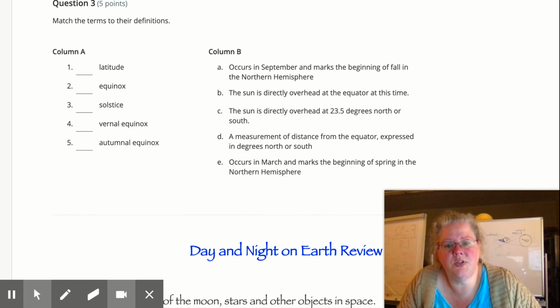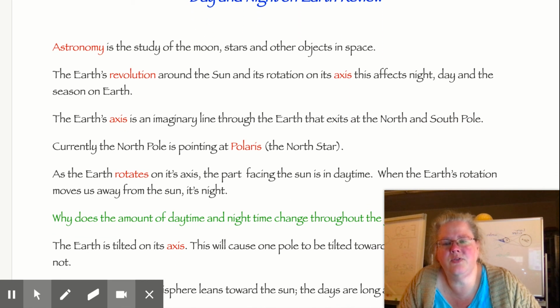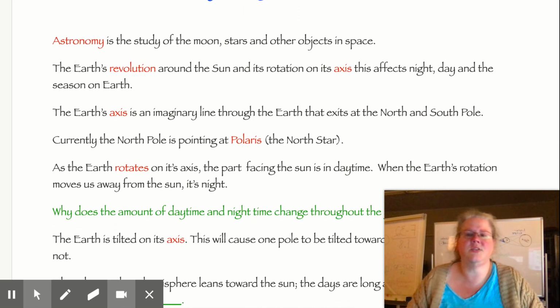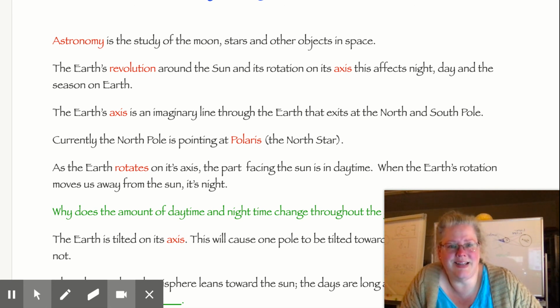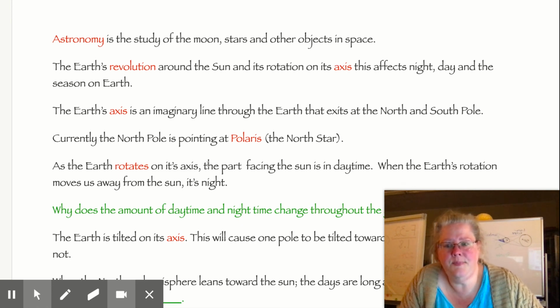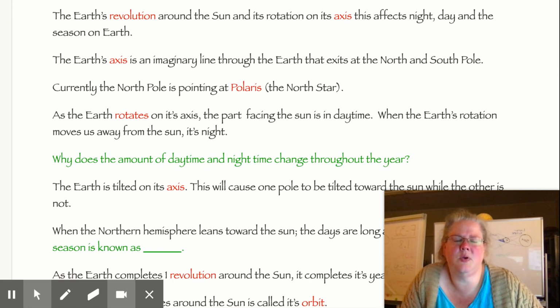Here are some more terms, a quick review of terms that you are welcome to go through. Astronomy is the study of the moon, stars, and objects in space, the Earth's revolution around the sun, and how it rotates on its axis, affecting the night and day and seasons of the Earth. The Earth's axis is an imaginary line through the Earth that exits at the North and South Pole. Currently, the North Pole is pointed at Polaris, our North Star, but as we wobble, in about 14,000 years it will be Vega, and then come back roughly 14,000 years later, and we're at Polaris again.